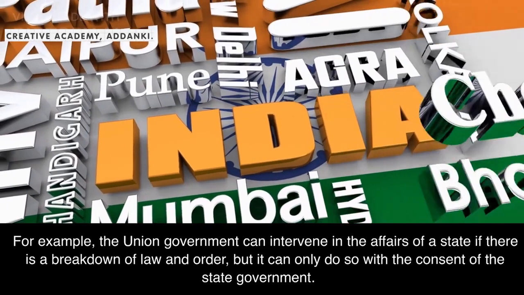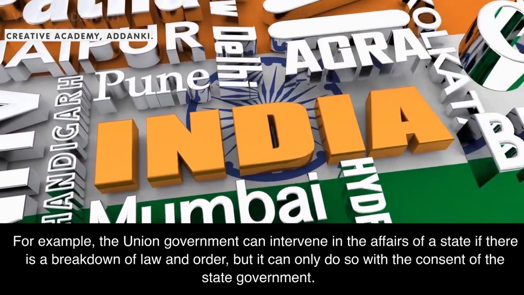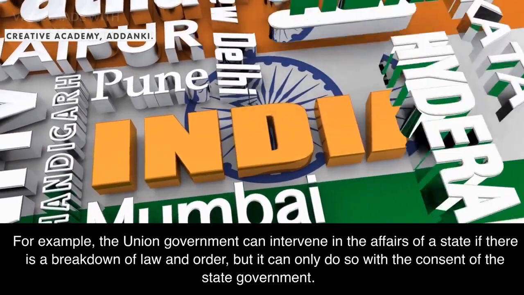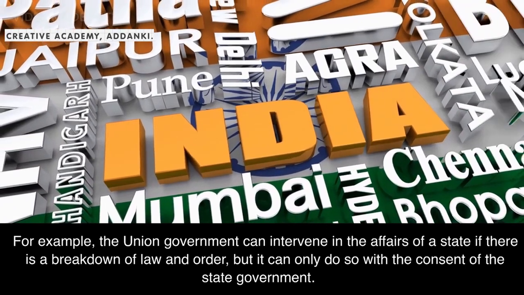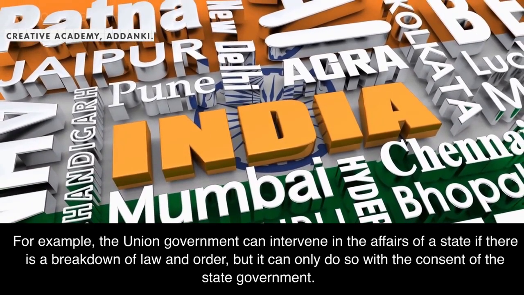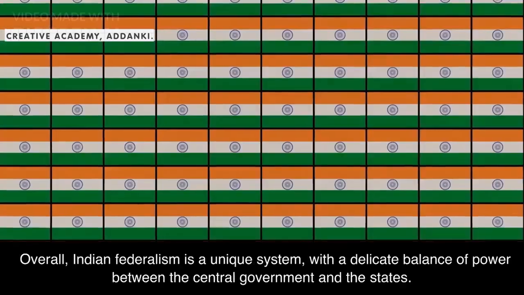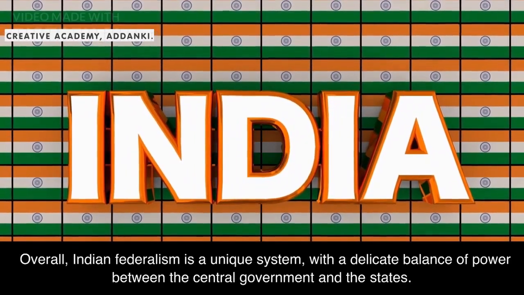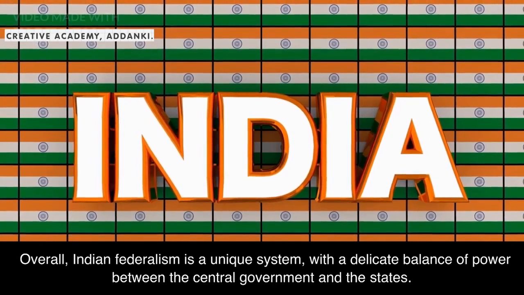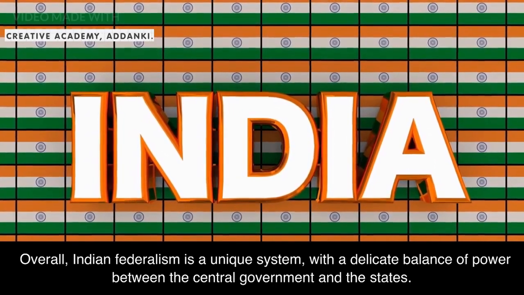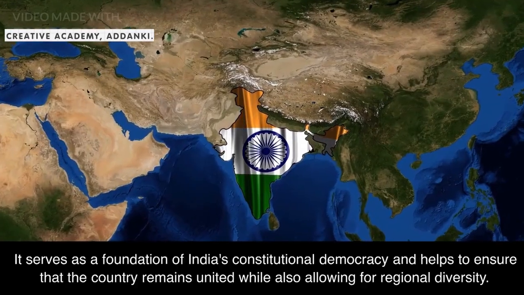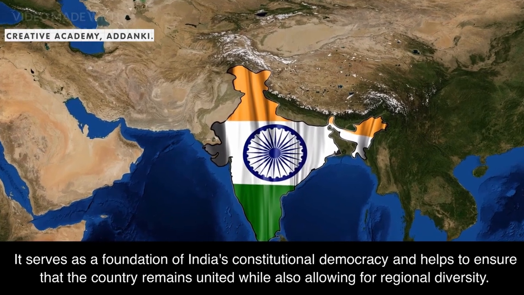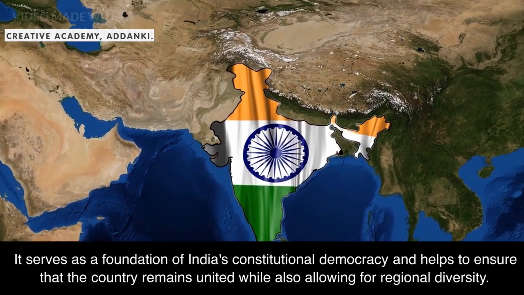For example, the union government can intervene in the affairs of a state if there is a breakdown of law and order, but it can only do so with the consent of the state government. Overall, Indian federalism is a unique system with a delicate balance of power between the central government and the states. It serves as a foundation of India's constitutional democracy and helps to ensure that the country remains united while also allowing for regional diversity.